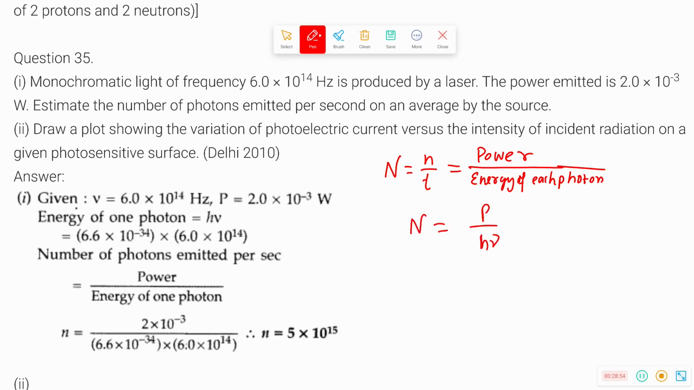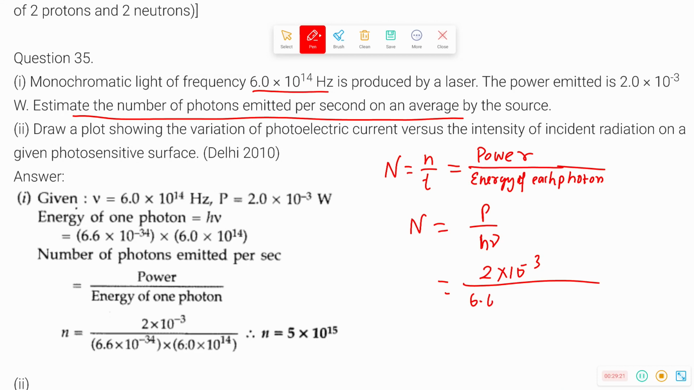P by h nu. Do you remember this formula? We already did it in the exercise problem. So check this question correctly. If the frequency is given, then you estimate the number of photoelectrons per second. So do the direct calculation. What power is given? 2 into 10 to the power minus 3 watt. In the exercise question you did this.